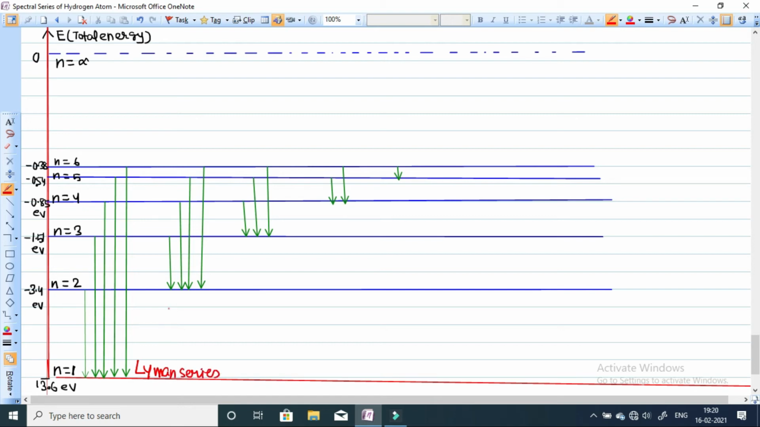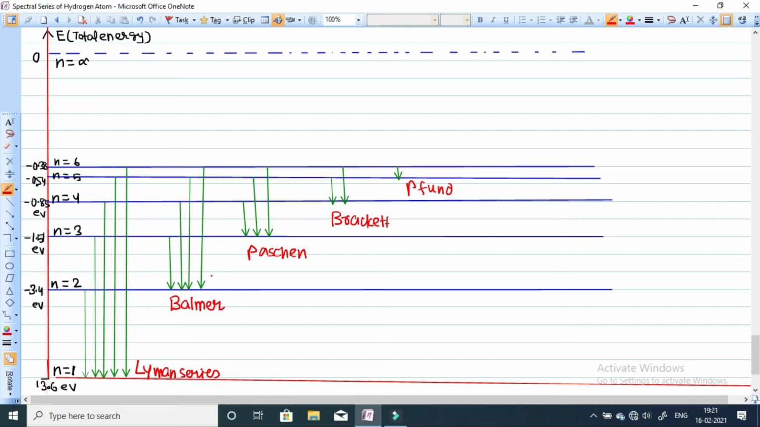This is your Balmer. This is your Paschen. This is your Brackett. And this is your Pfund. Here you can take more, n equal to 7, n equal to 8. So this diagram is basically known as the energy level diagram. So this is all about the line spectrum of the hydrogen atom.